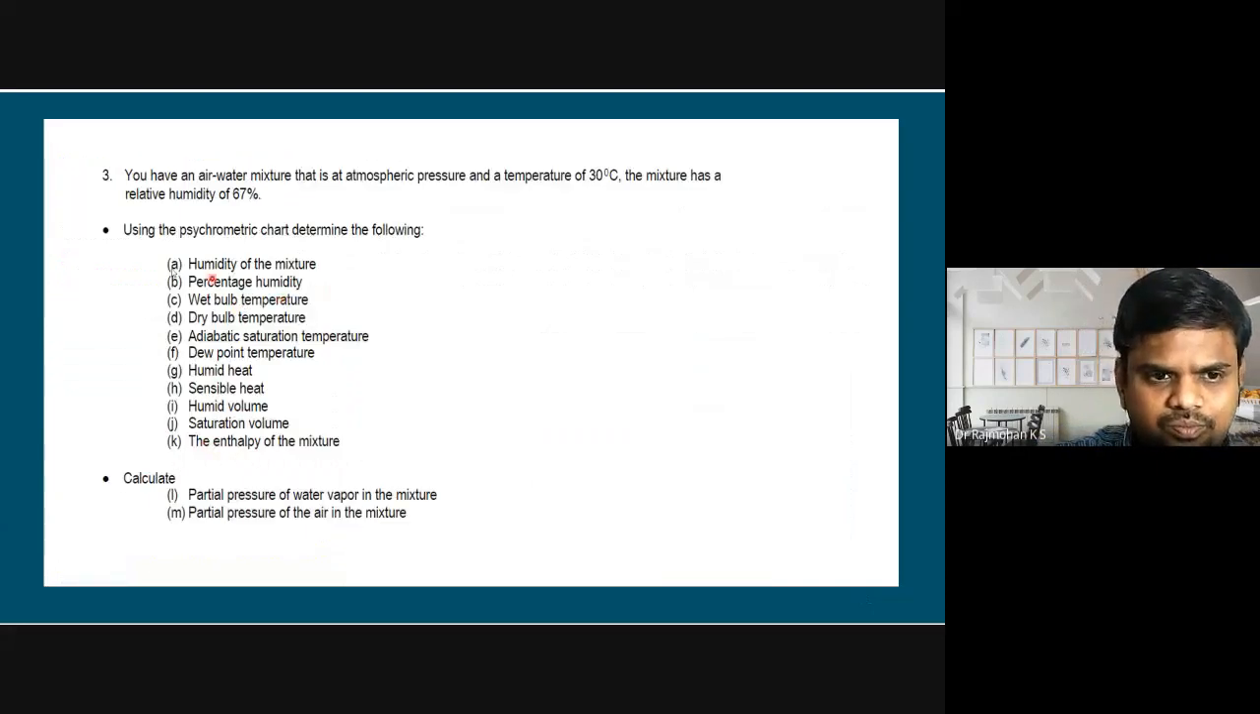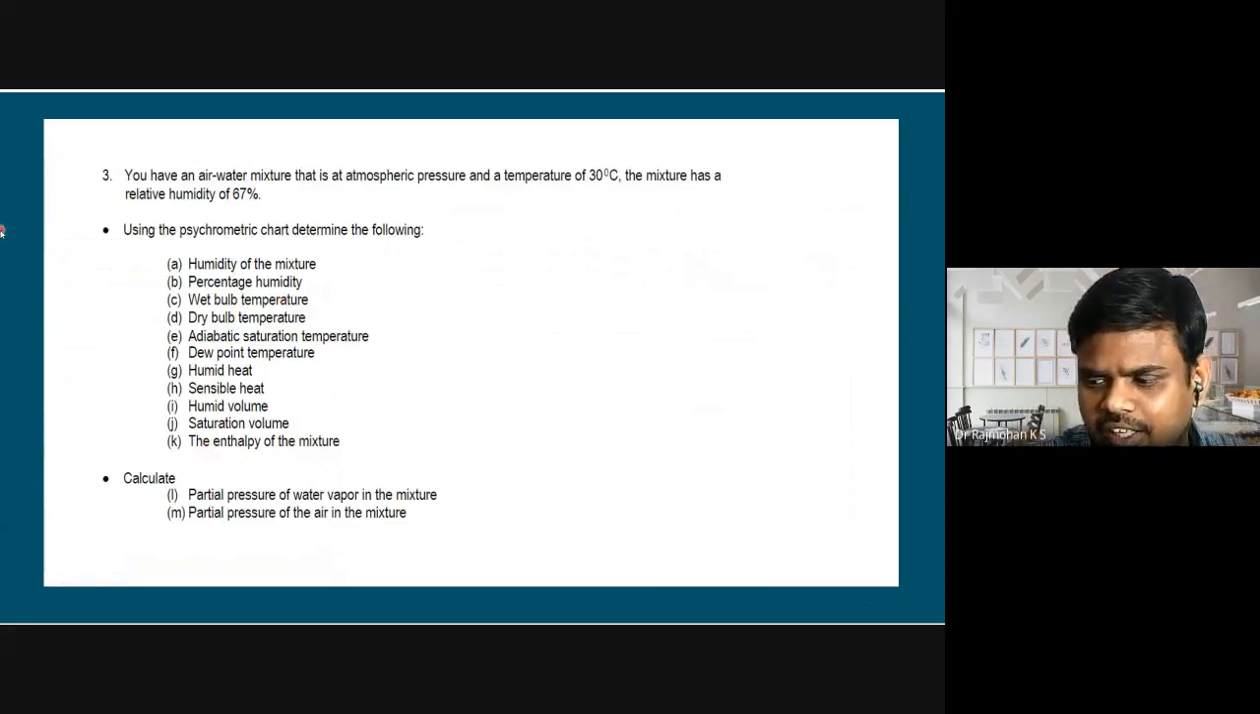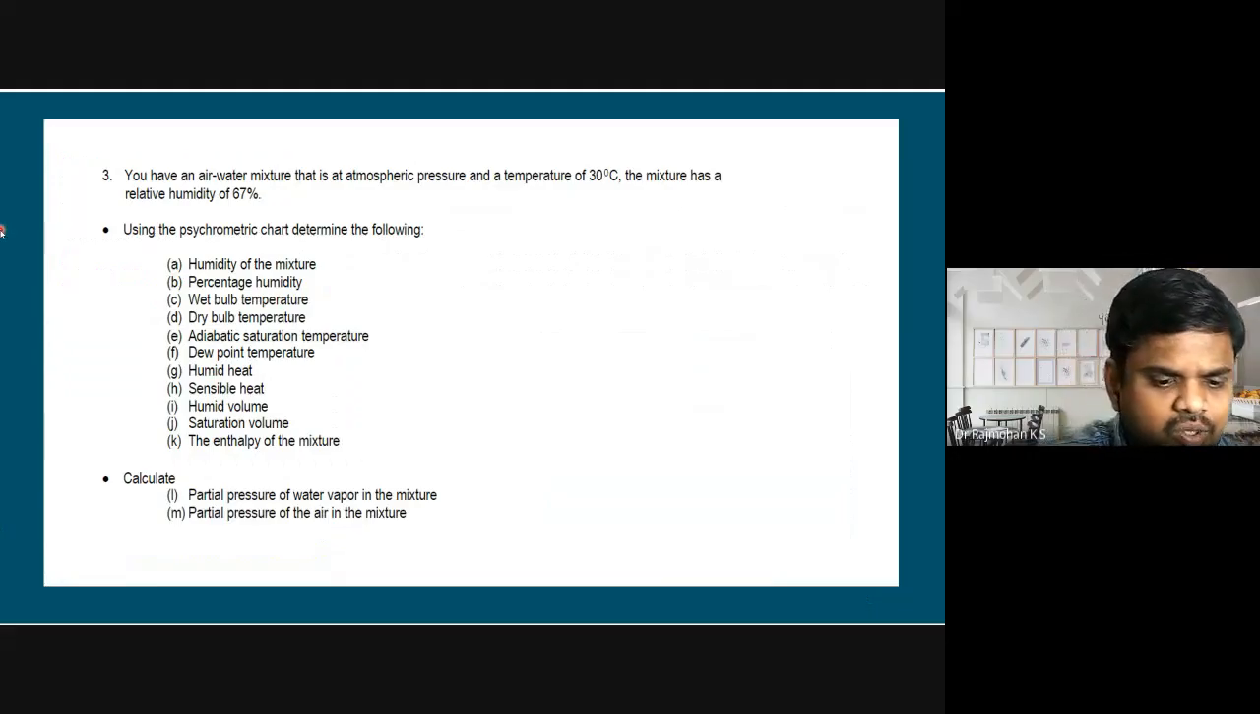Say, for example, we have some data here. How to make use of the chart? This is what we are going to do in this particular lecture. We have an air-water mixture, and two data will be given. For example, the dry bulb temperature and relative humidity are given. We should know how to make use of this psychrometric chart to determine parameters like humidity, percentage humidity, wet bulb temperature, dry bulb temperature, and adiabatic saturation. All the parameters can be calculated from this.